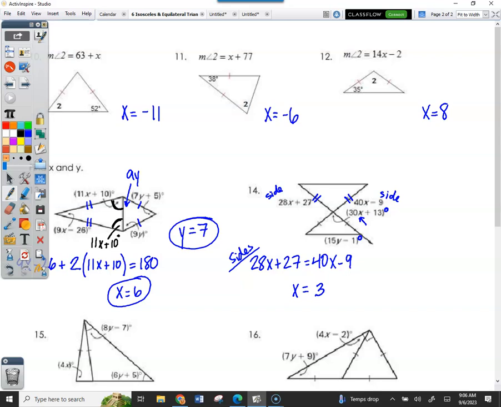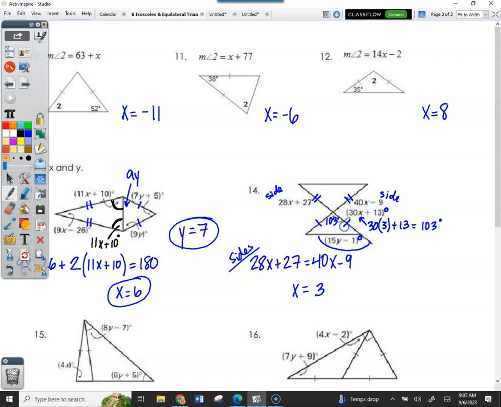This angle right here says 30x plus 13. So what can I do with the 3? Plug it in, right? So 30 times 3 plus 13 is what? 103 degrees. So this angle right here is 103. Now the goal is y. Y is on the outside over here.